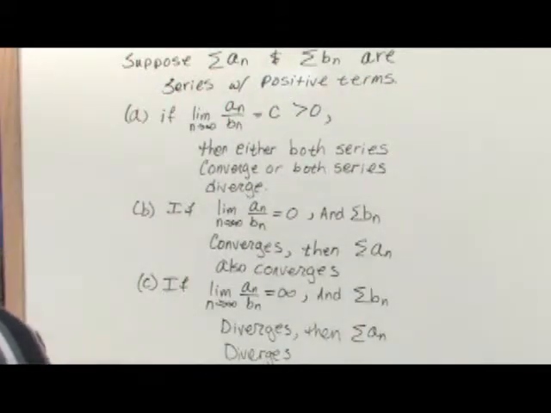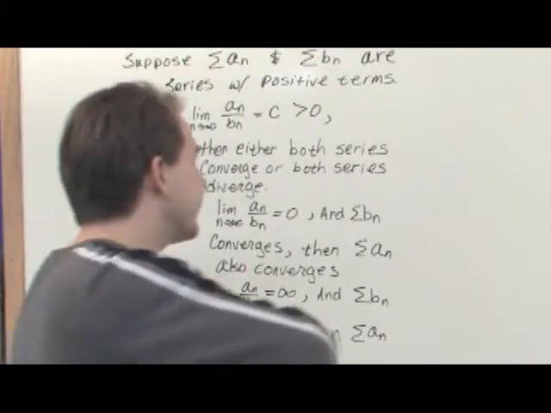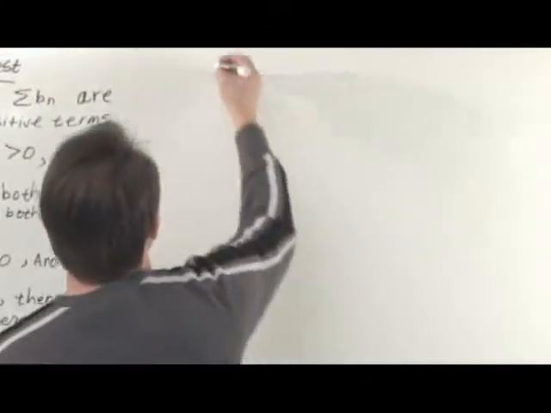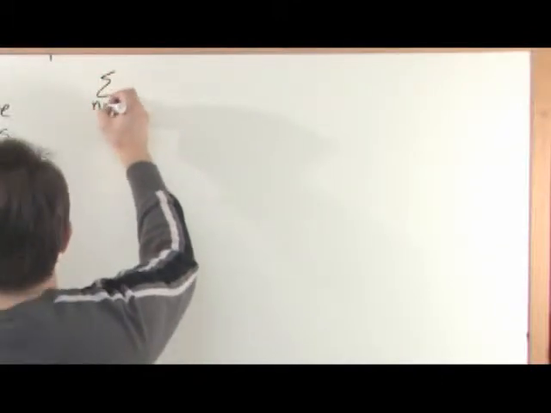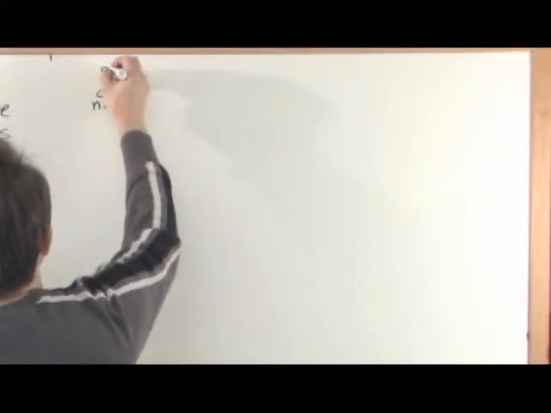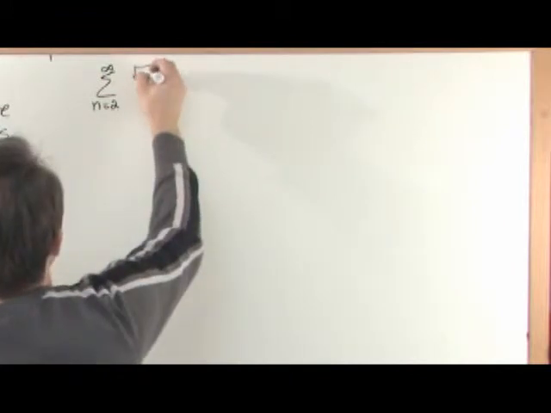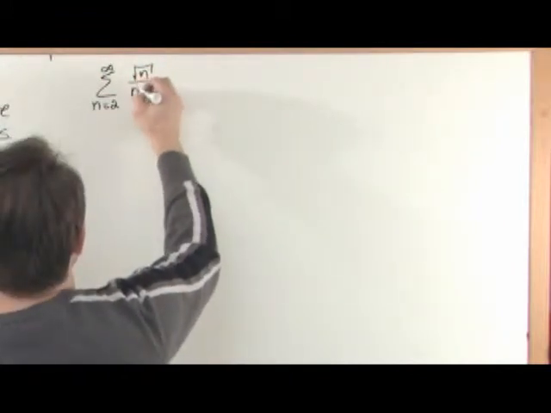Okay, so they're a little bit symmetric. There are 3 cases. You really should write them down and try to memorize them, and we're going to work some problems here to get some practice. So let us say we have the sum from n equals 2 to infinity of the square root of n over n minus 1.